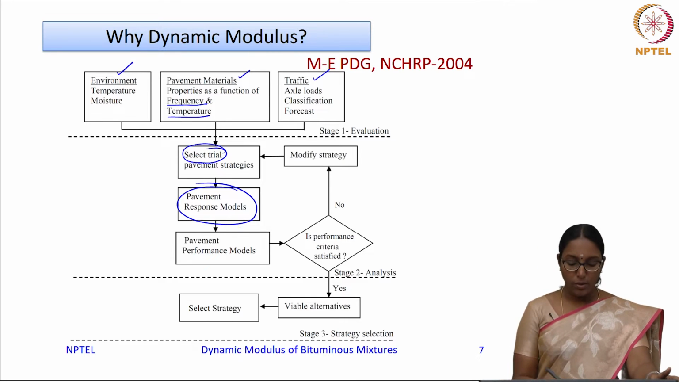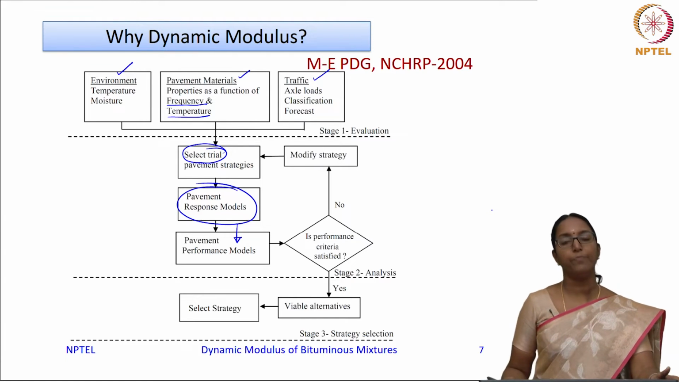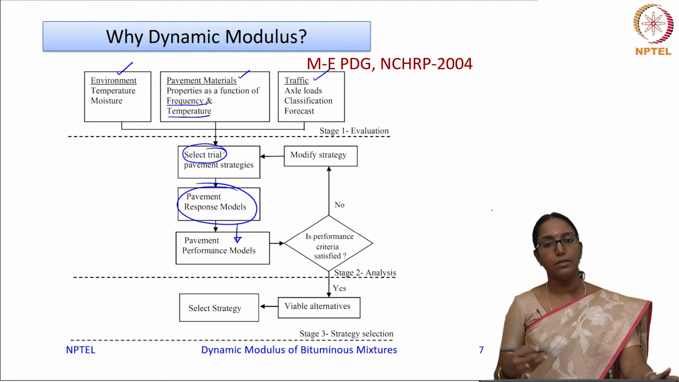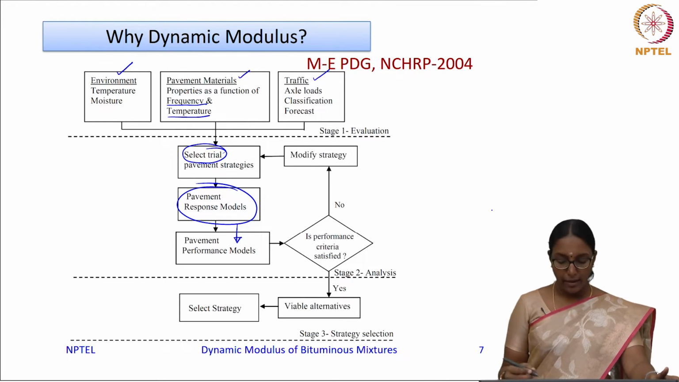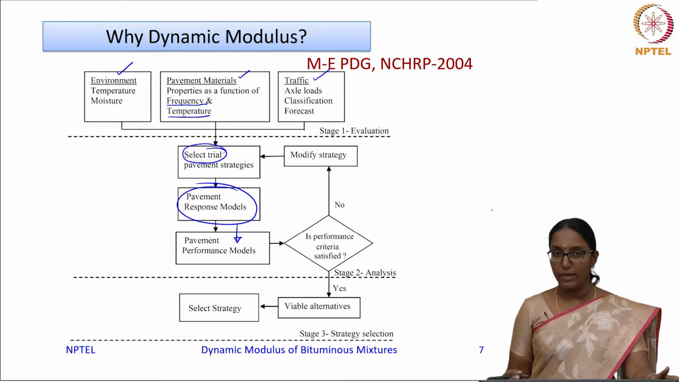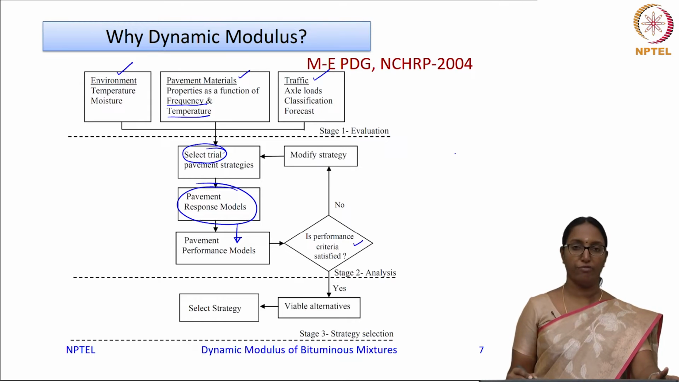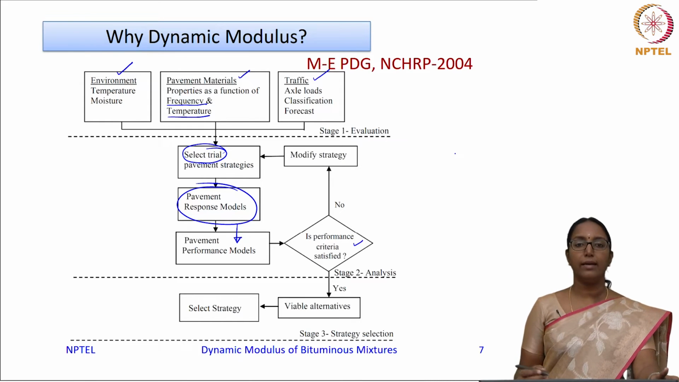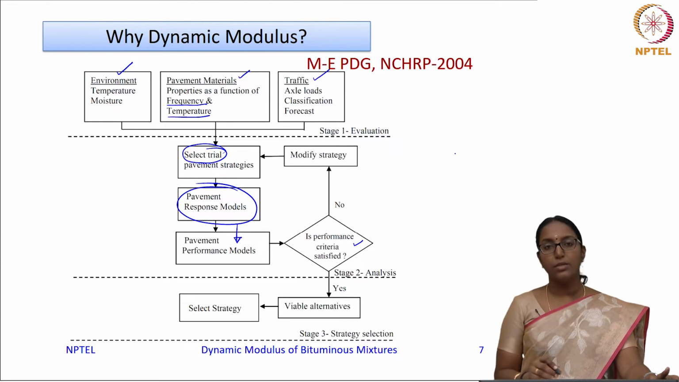Okay. Now this is correlated to pavement performance models, or these are called the distress transfer models, which will actually evaluate how much will be the distress in the field in terms of rutting, fatigue cracking, etc. And we will check whether the performance criteria is met or not. If it is not met, the strategy can be modified. You can vary the thickness of the layers, or you can vary the type of the material that is being used. So this is how the MEPDG framework is working.